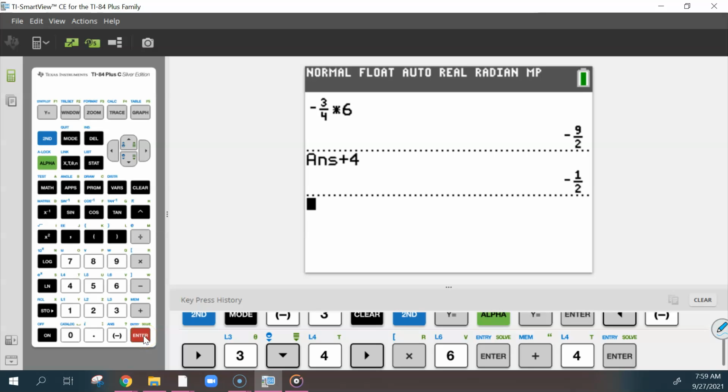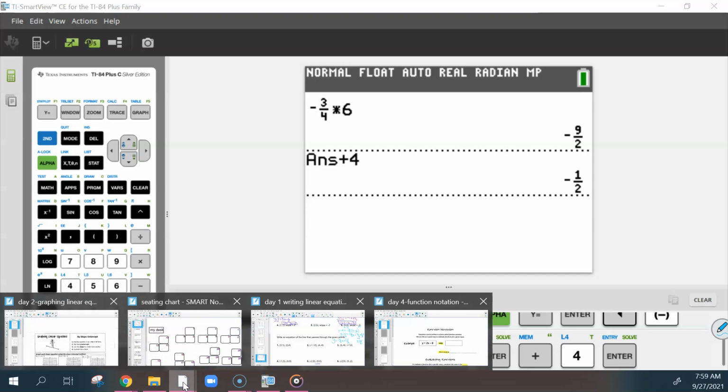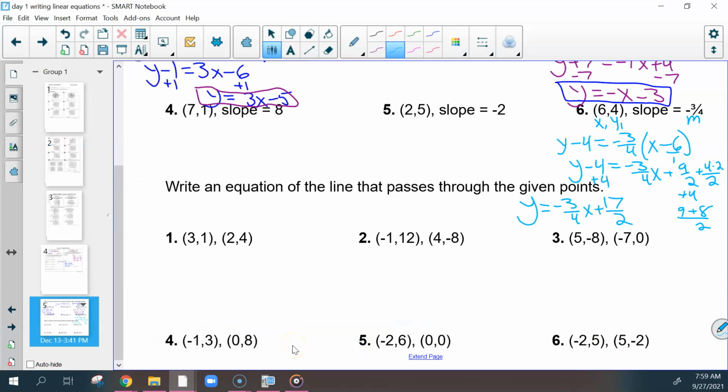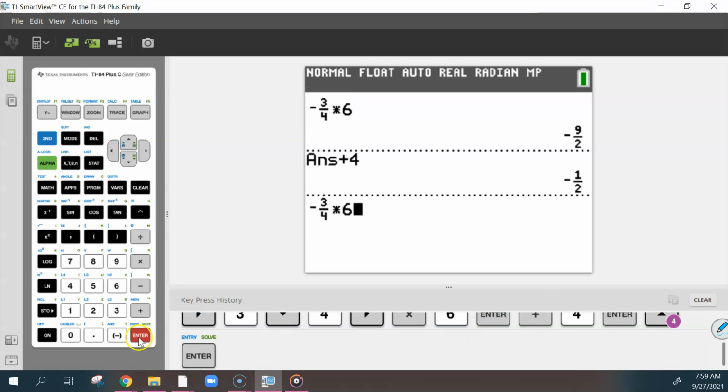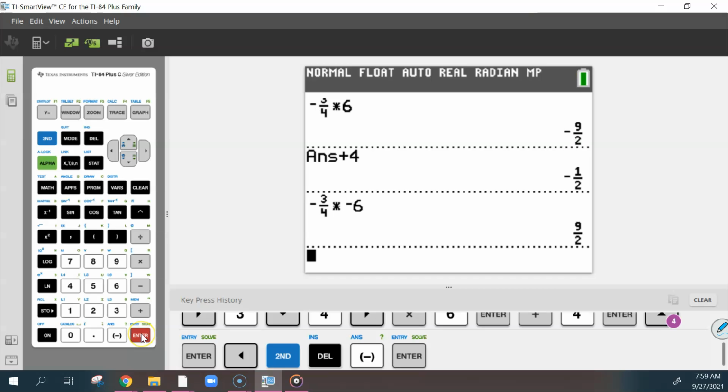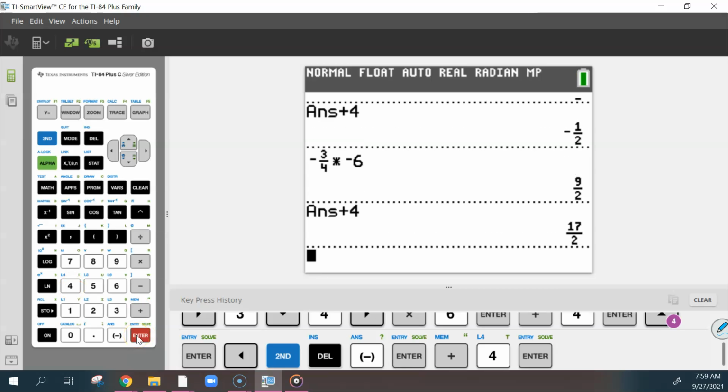I forgot that it was negative. That's why I didn't put in a negative. This should have been negative. But it will simplify it for you. If you just put in like negative 3 divided by 4, it'll give you a fraction or a decimal. So be careful with that.